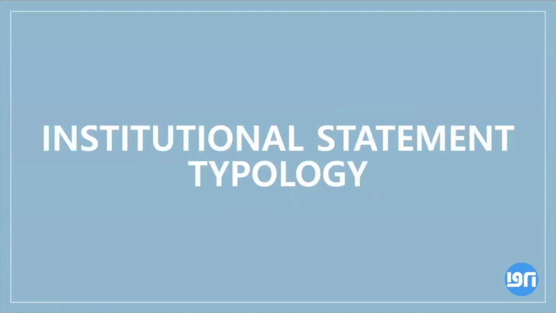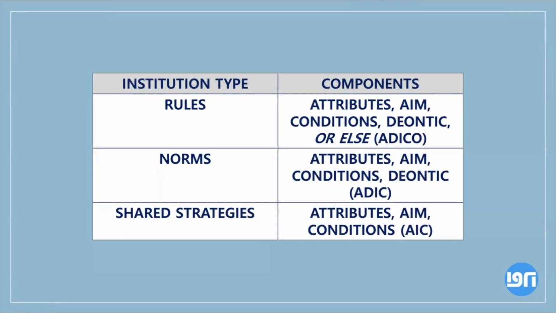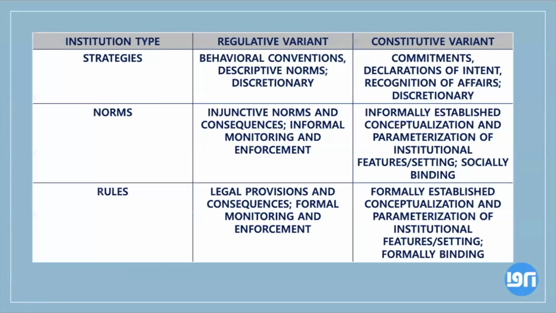IG Core also offers refinements to the institutional statement typology originally introduced by Crawford and Ostrom. Crawford and Ostrom classified institutional statements as rules, norms, and shared strategies, depending on the presence or lack thereof of certain syntactic components in an institutional statement. This table shows Crawford and Ostrom's original classification. The IG 2.0 keeps the same norms, rules, strategies distinction, but moves away from defining them solely based on what syntactic components are or aren't present, and instead embraces a taxonomy rooted in semantics, as illustrated on this table.